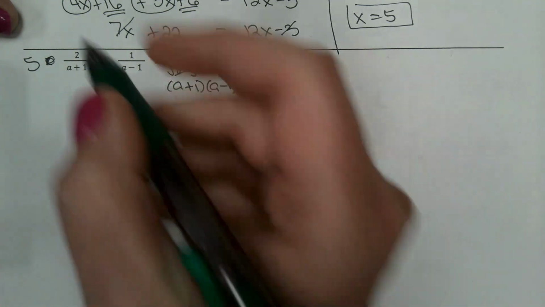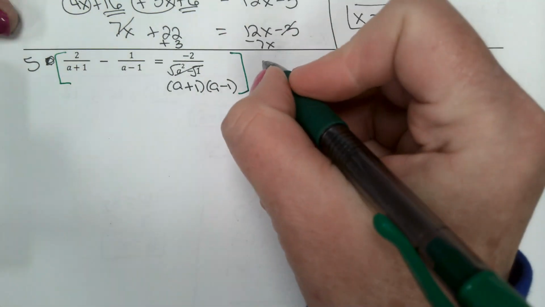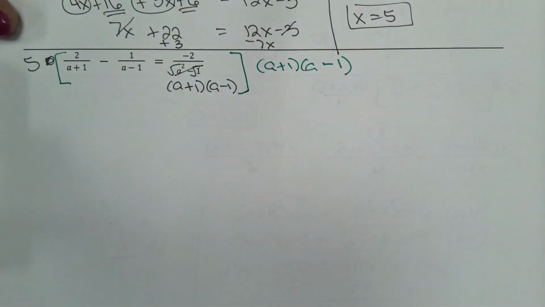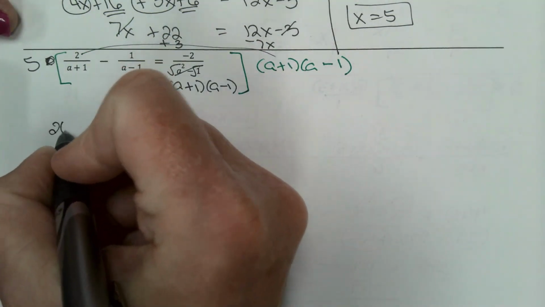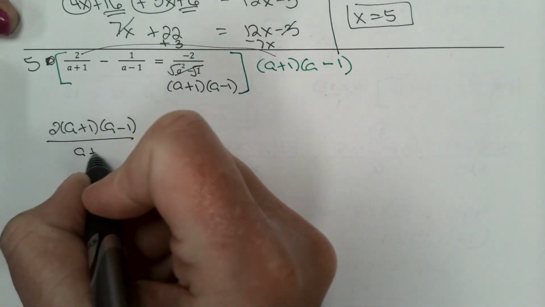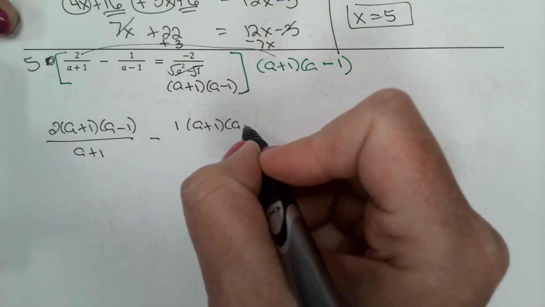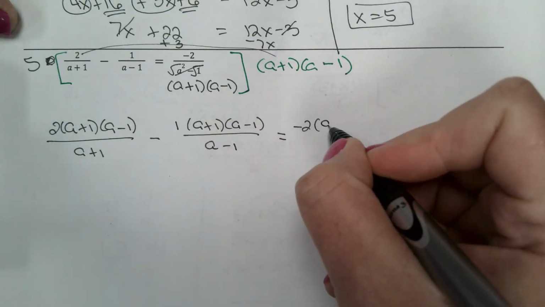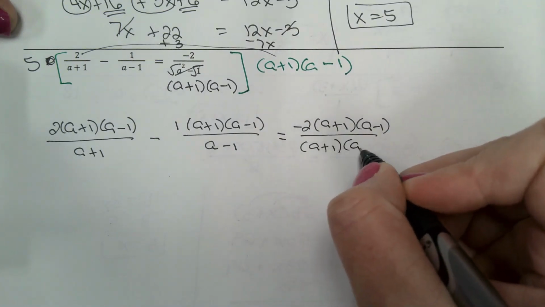Your LCD is basically what all do you see in the denominators. That's what you need to multiply every single term by. So I'm multiplying every term by a plus 1, a minus 1. So when I multiply it to the first one, I have 2 times a plus 1, a minus 1, over a plus 1, minus 1 times a plus 1, a minus 1, over a minus 1, equals negative 2 times a plus 1, a minus 1, over a plus 1, a minus 1.